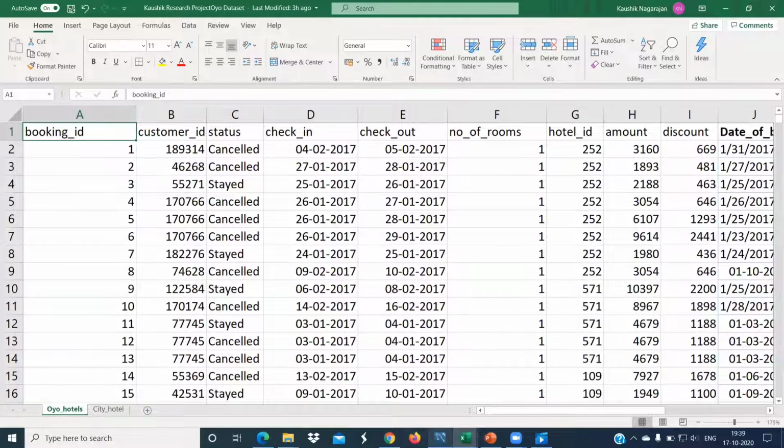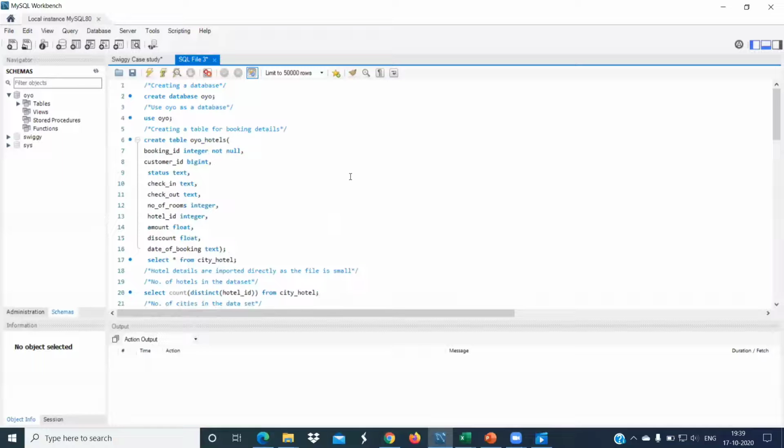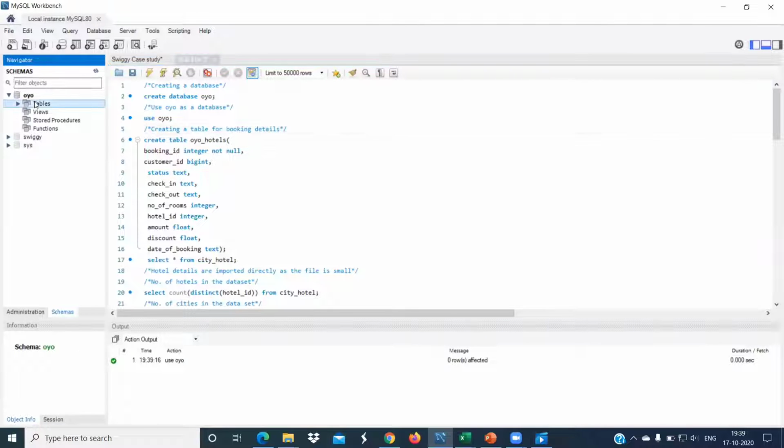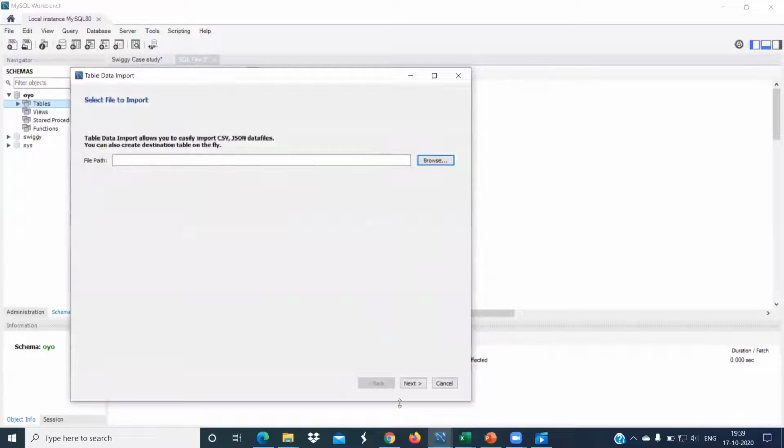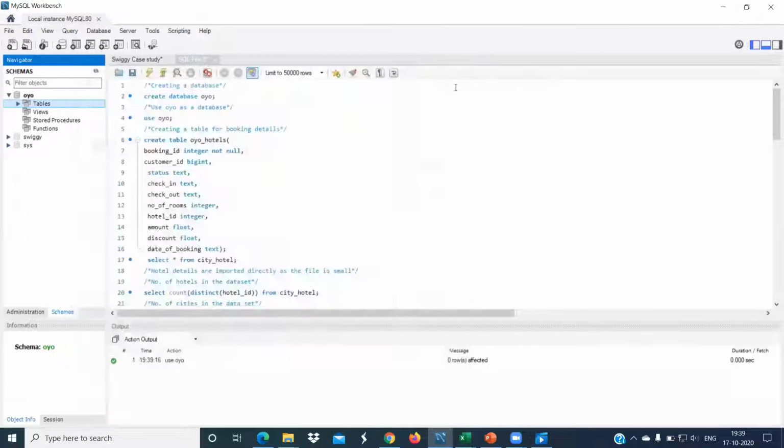So talking about the importing of data, first a database called OYO is created, then this use OYO query is executed because the database has to be set to OYO. So here I have imported the city hotel using the wizard directly from here. So here you have to select the file path and you have to then click on import next, and you have to set the attributes correctly.